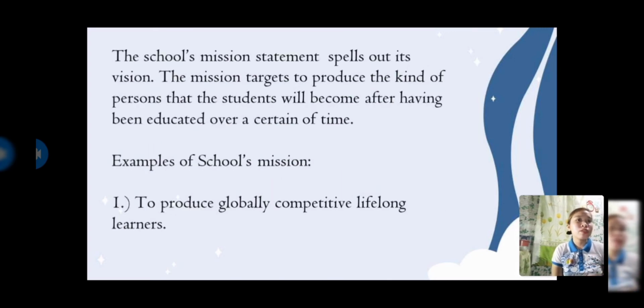Okay. So the school mission statement spells out its vision. The mission targets to produce the kind of person that the student will become after having been educated over a certain time. I explained earlier that there are 3 levels: elementary, secondary, and tertiary. In this level, we are developed to become educated persons to target the needs of our nation. So an example of a school mission is to produce globally competitive lifelong learners. Education is a lifelong process.